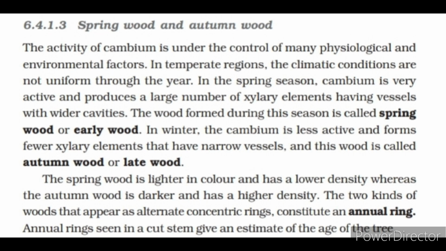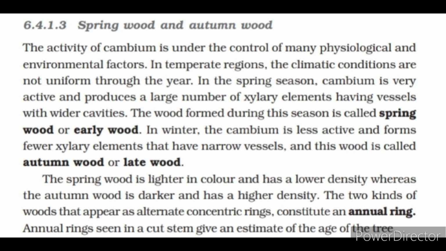The activity of cambium is under the control of many physiological and environmental factors. In temperate regions, the climatic conditions are not uniform through the year. In the spring season, cambium is very active and produces a large number of xylary elements having vessels with wider cavities. The wood formed during this season is called spring wood or early wood.